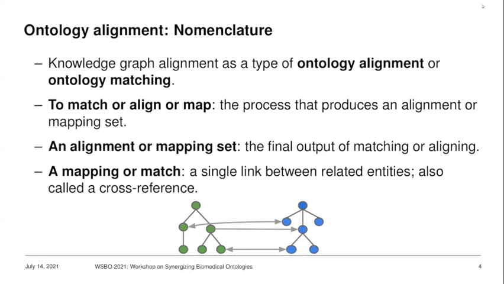Now, apart from ontology alignment or ontology matching as synonyms, you will also find knowledge graph alignment, which I would say is a subtype of ontology alignment, most probably focused on entity alignment, more at the data level, and so on. And then we also use mapping to refer to a single element that belongs to the alignment set.